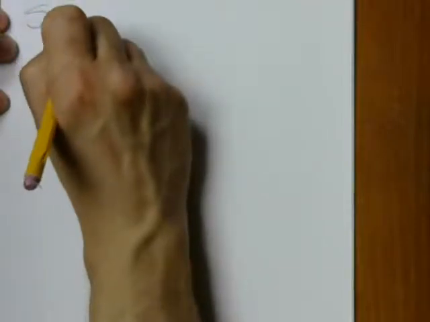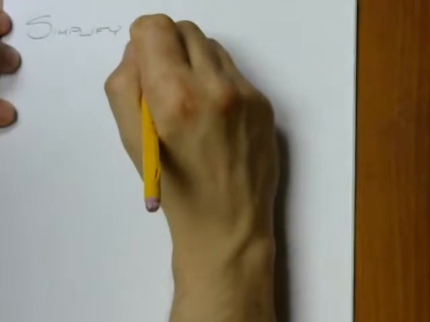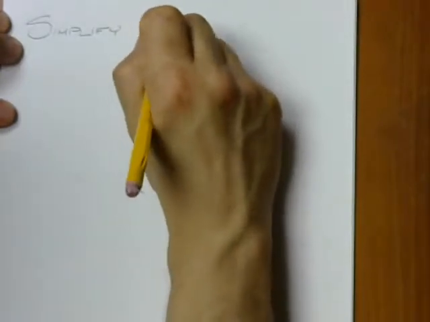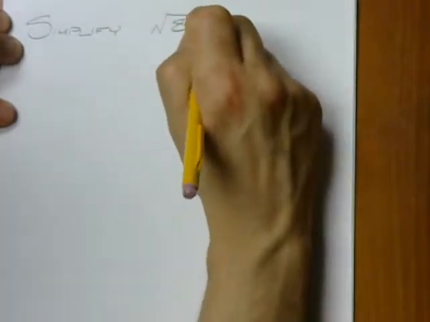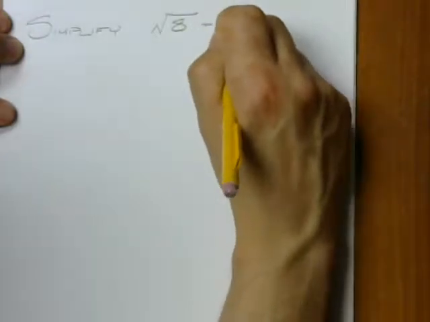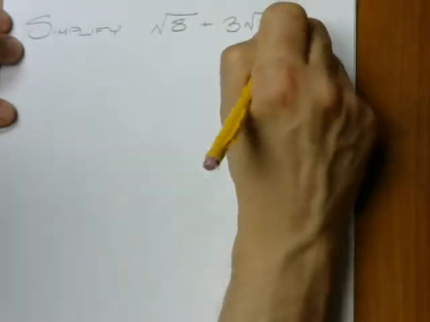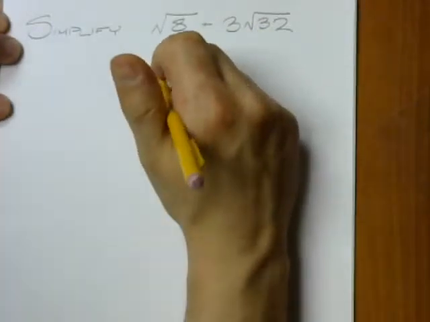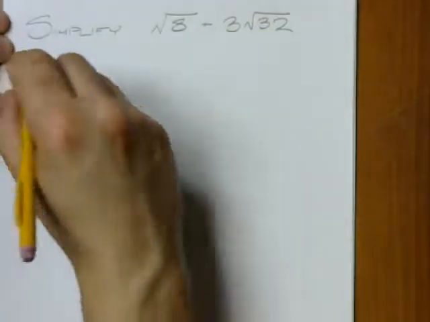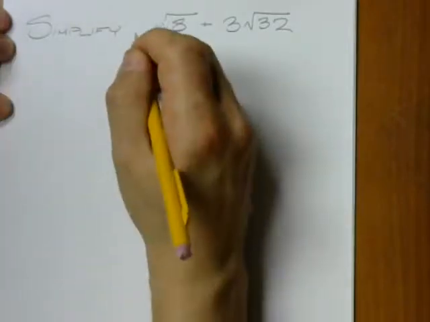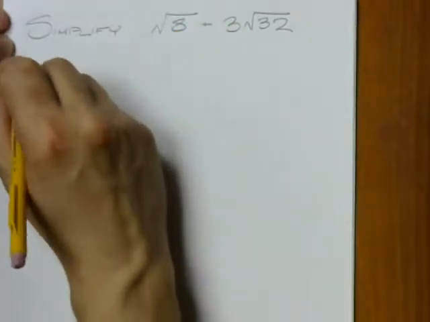Let's say we're asked to simplify an expression like the square root of 8 plus 3 times the square root of 32. What's the best we can do here? Well, let's try to simplify each of these separately as best as we can.